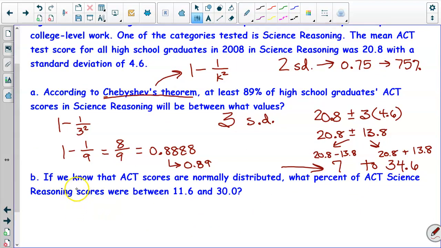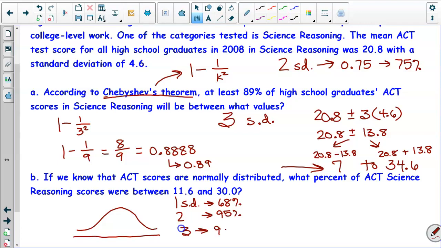Now the next question says, if we know that ACT scores are normally distributed, then what percent of ACT science reasoning scores are between 11.6 and 30? We know it's a normal distribution, so automatically in my brain, I'm thinking what? Empirical rule, which is? Within 1 standard deviation is at least how much? 68%. Within 2? 95. And within 3? 99.